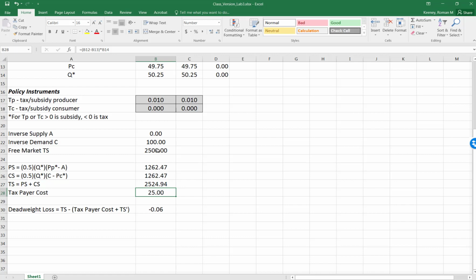Okay, and so this says take the free market, add to it the taxpayer cost. 2,500 plus 25 is 2,525. Do you get that full amount as the total surplus in the subsidized market? You do not. You lost 0.06, right? So there's this deadweight loss in this market because you do not get the full $25 the taxpayers spent as benefits, right?